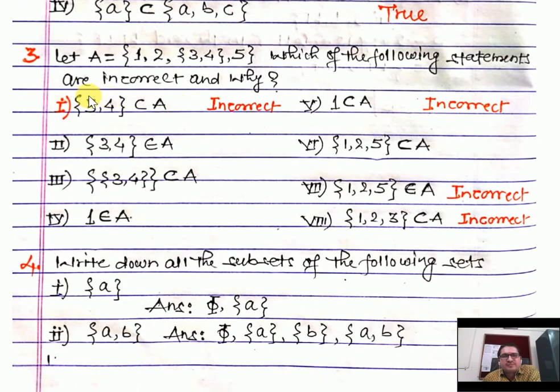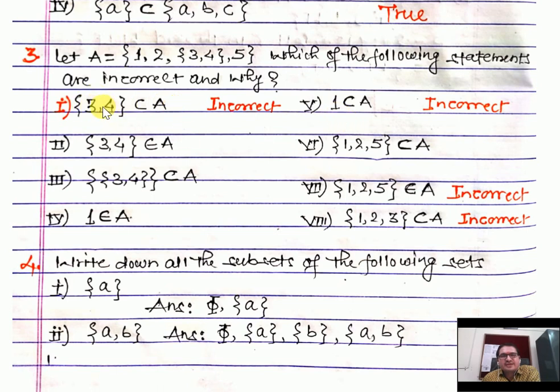Question number 3, A equal to {1, 2, {3, 4}, 5}. Which of the following statements are incorrect and why? The first is given, {3, 4} is the subset of A. Already it's given {3, 4} is one set, right? It's written as one set. So if you are writing subset, you have to write in the set form. So one more curly bracket you have to put here, before this curly bracket. So {3, 4}, this is incorrect.